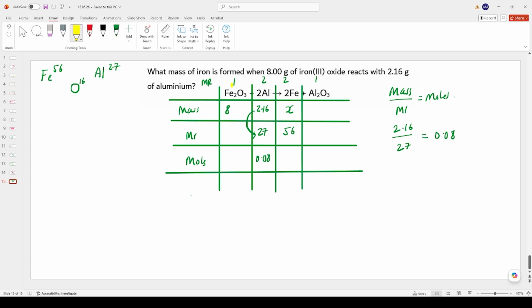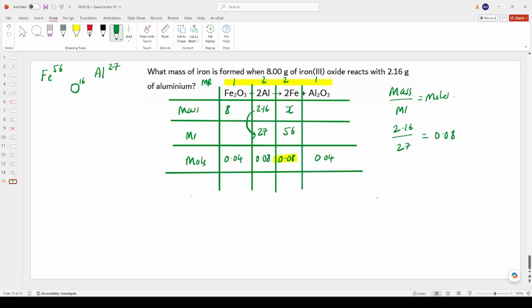Can you see the molar ratio? The molar ratio is 2 to 2, so that's going to be the same. And this is going to be 0.04, and this is going to be 0.04. You don't need to write those. The only one you needed to write was this. You okay with that? Awesome. Right, so I'm going to go back into my question.